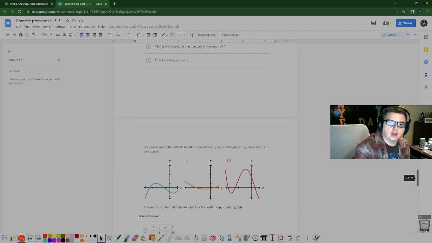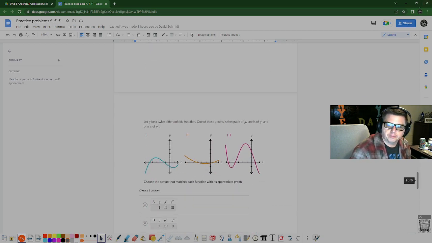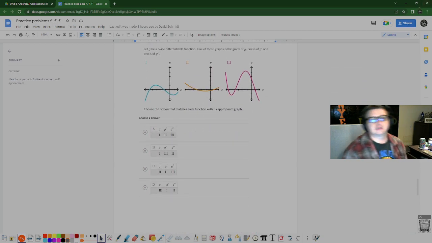Here. Now they start to get crazy. So this one is the side. Let G be a twice differentiable function. One of these graphs is the graph of G, one is G prime, and one is G double prime.